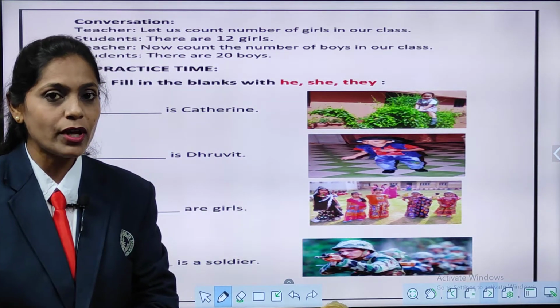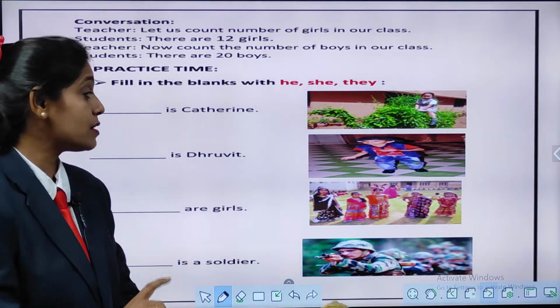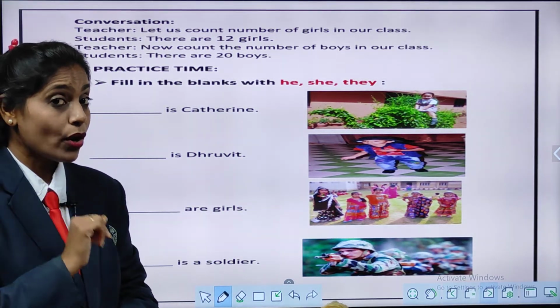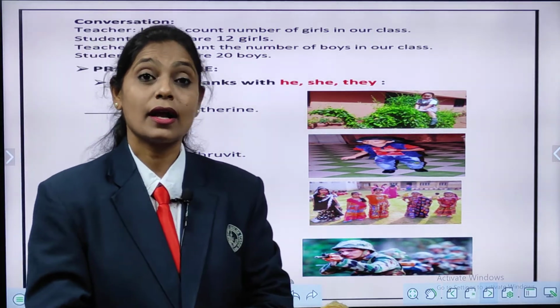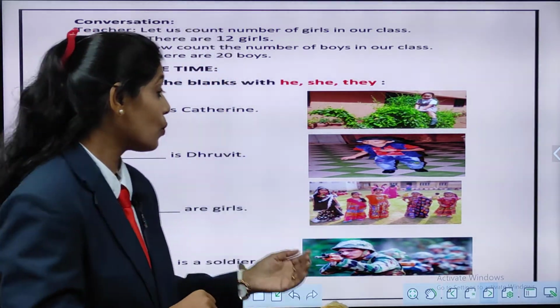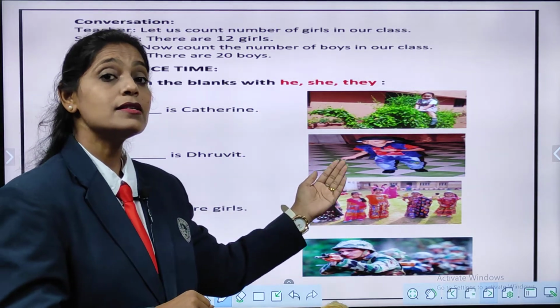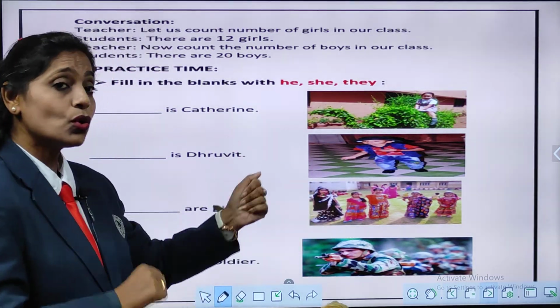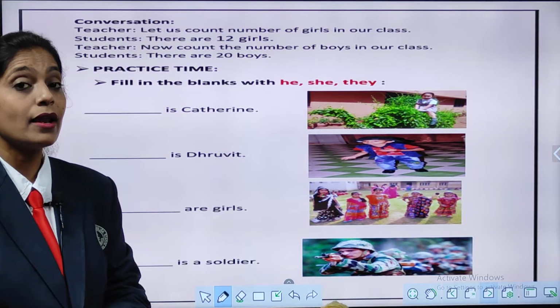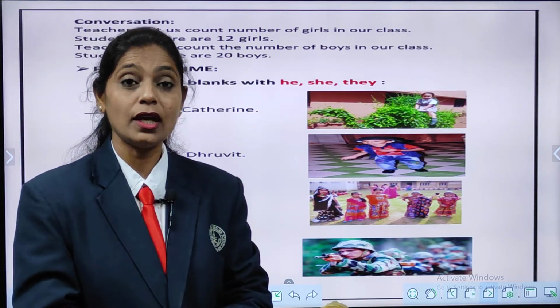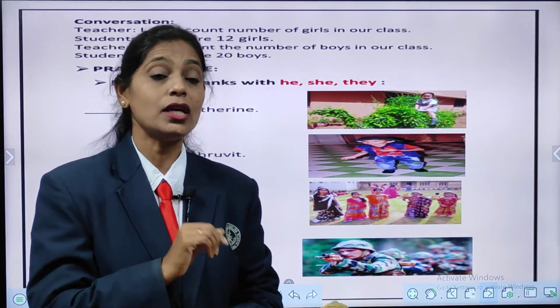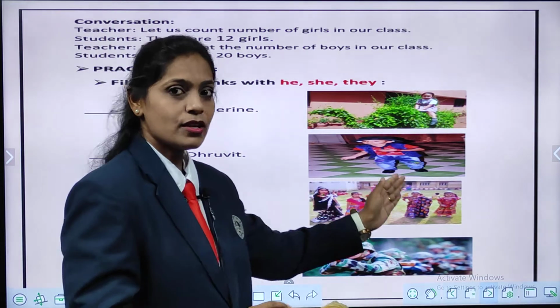Now, can you see a boy here? Do you know the name of that boy? Yes, his name is Dhruvit. He is a boy. So, for a boy, what do we use? Correct. We use he. So, what are we going to say? He is a boy. He is Dhruvit. So, what are we going to write there? He. What is the spelling of he? Yes, H-E, he.